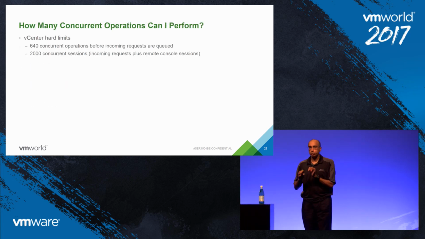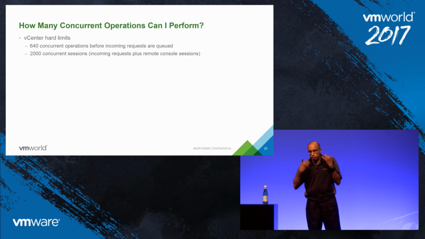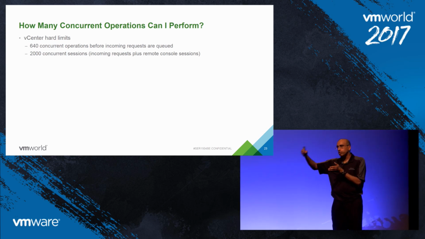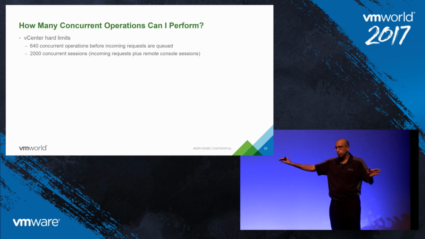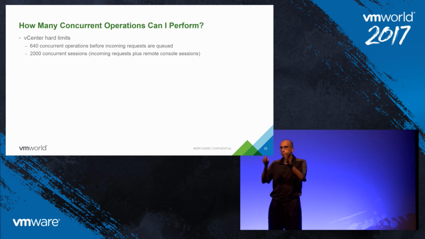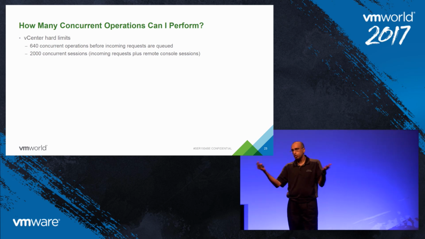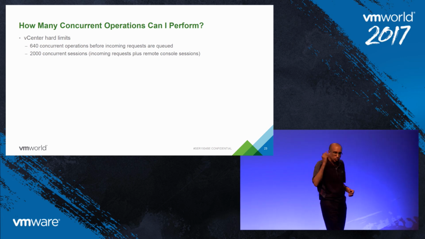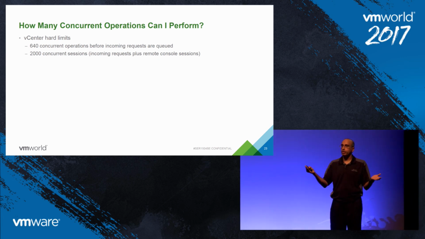There are 2 hard and fast rules with vCenter. You can do up to 640 concurrent operations before the rest of those tasks start to queue. So you can log in once and try to issue 640 tasks, or you can have any number of logins, but the point is after 640, vCenter will start queuing them. In addition, vCenter can support up to 2,000 concurrent sessions, so in other words, up to 2,000 concurrent logins or remote consoles, etc. After 2,000, it'll block any login requests.